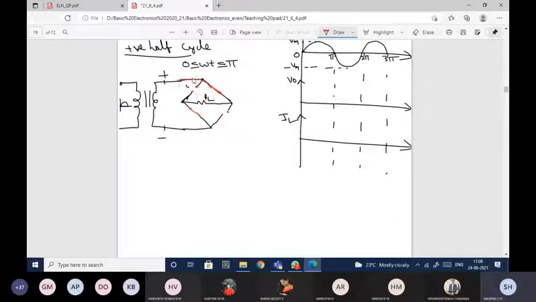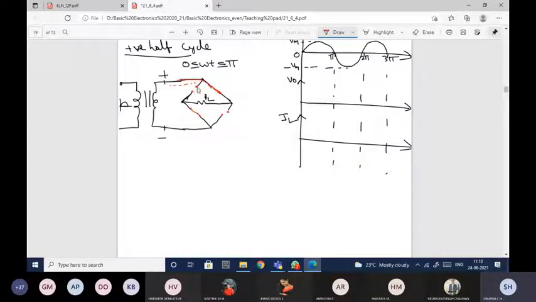Always current will start flowing from the positive to negative. So this is where it starts. It will start in this direction. It will not go here. See, the current will start flowing in this direction. It will not go into this one.